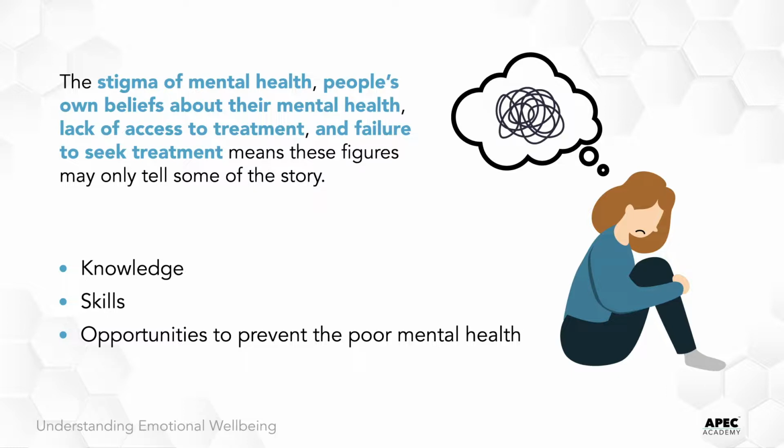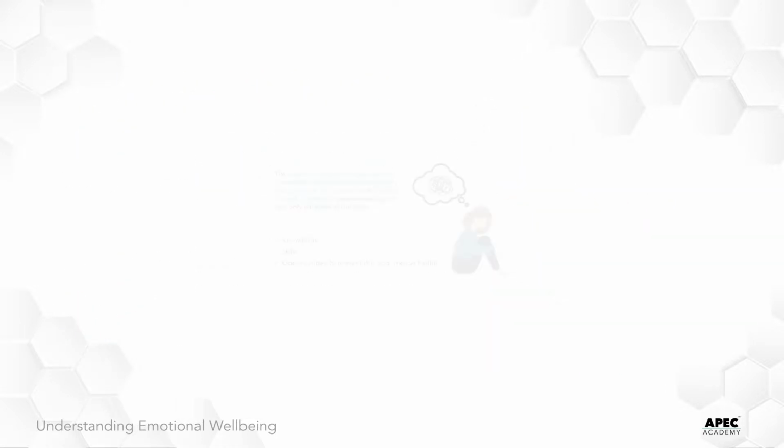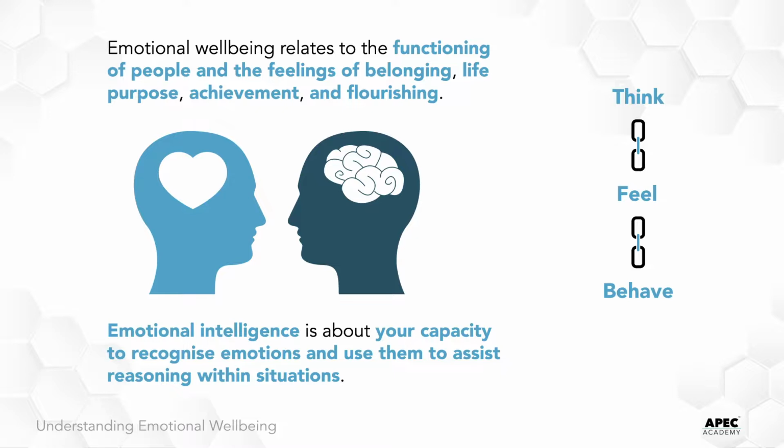There is a radical shift needed in how we view emotional well-being, and there is a need to prepare people with the knowledge, skills, and opportunities to prevent the poor mental health side of the spectrum while enhancing the positive aspects of mental health. If emotional well-being relates to the functioning of people and the feelings of belonging, life, purpose, achievement, and flourishing, how can we foster this when life gets difficult?